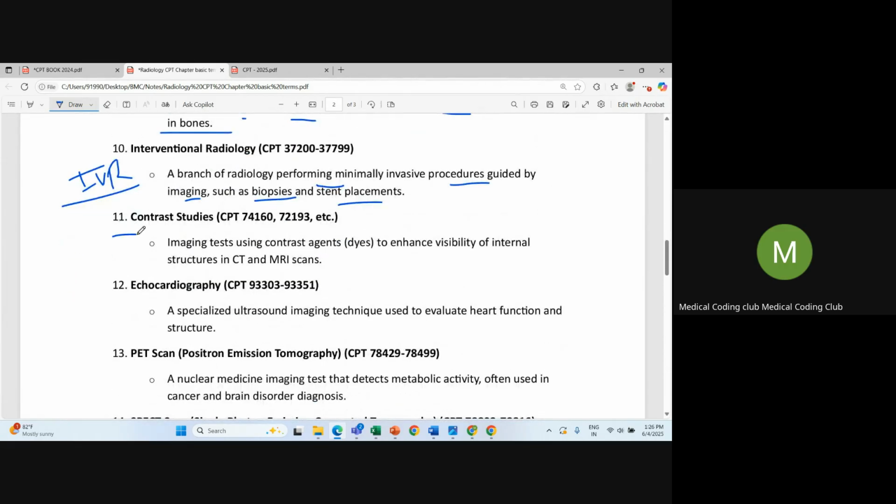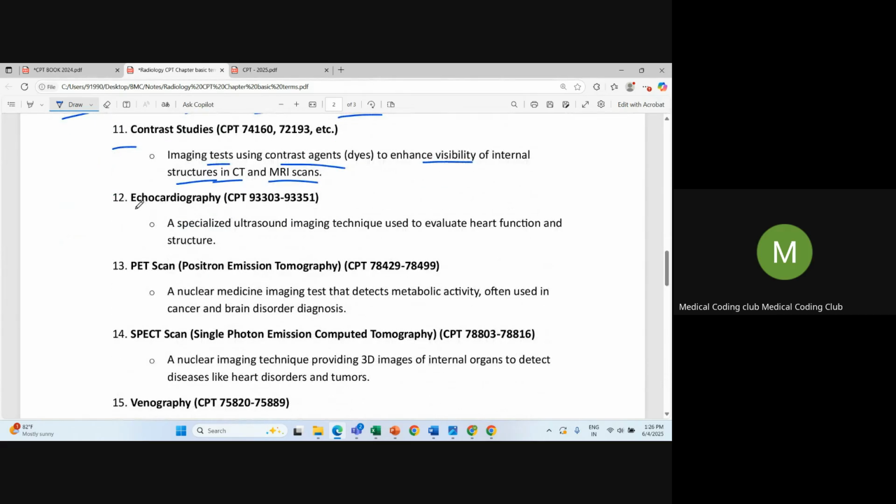So next is contrast studies. As I already mentioned, what is contrast material? It's an imaging test using contrast agents to enhance the visibility of internal structures. While utilizing CT or MRI scan, they inject the contrast dye to increase the visibility of the internal organs. Next is echocardiography. It's a specialized ultrasound imaging technique used to evaluate heart function and structure.